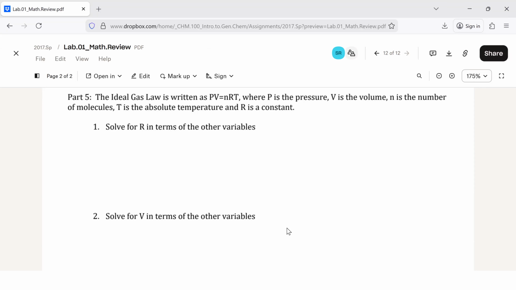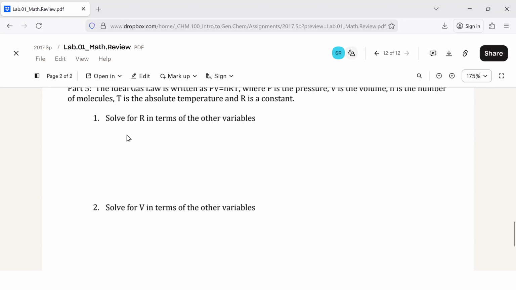So if we start with PV equals nRT, we want to get R by itself. We just divide both sides by nT. n cancels out, the T cancels out, we get R equals PV over nT.